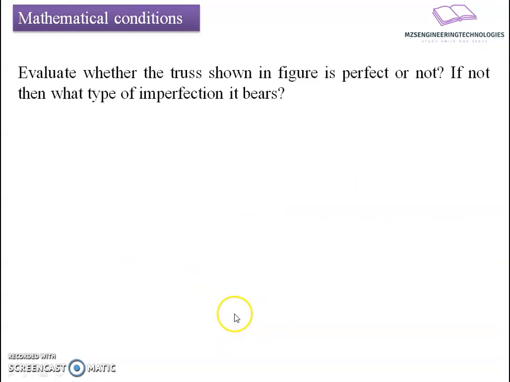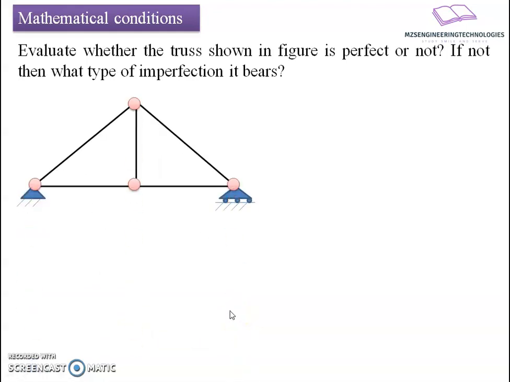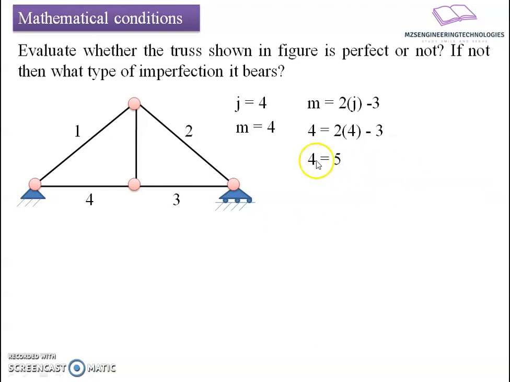Okay, next example, a truss shown here in the figure, supported by a certain system and restraints, and we want to define whether it is perfect or imperfect. Let's count the joints here. The joint count is 4, and the member count is also 4. So m equals 2j minus 3: with j as 4, 2 into 4 minus 3 gives 5, and 4 is not equal to 5. What is the meaning of this?